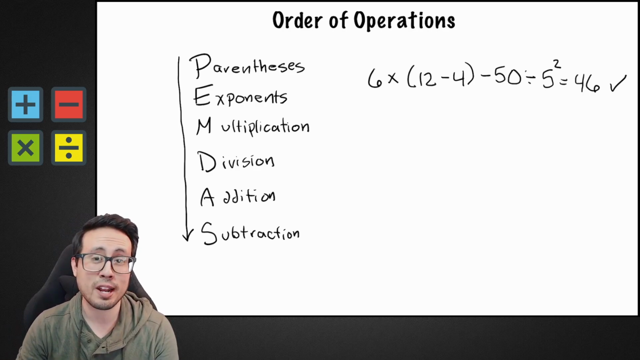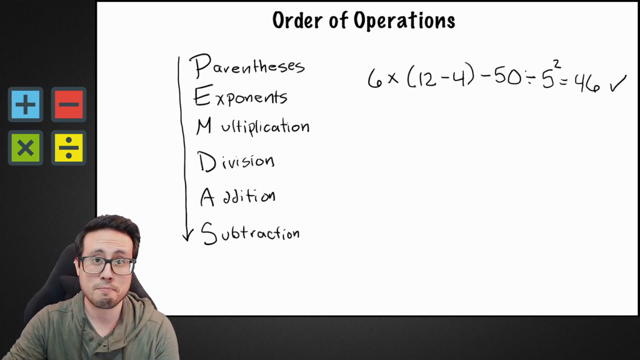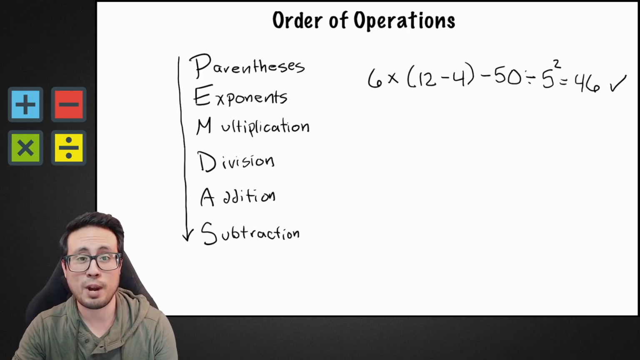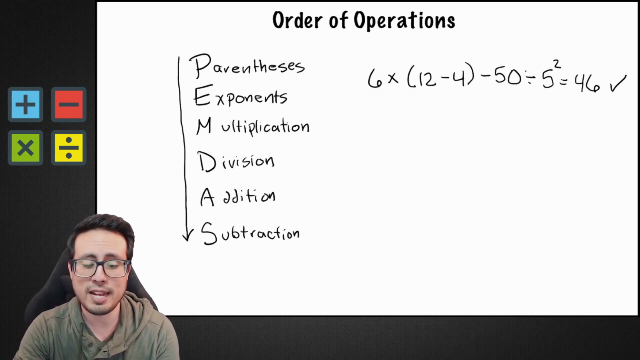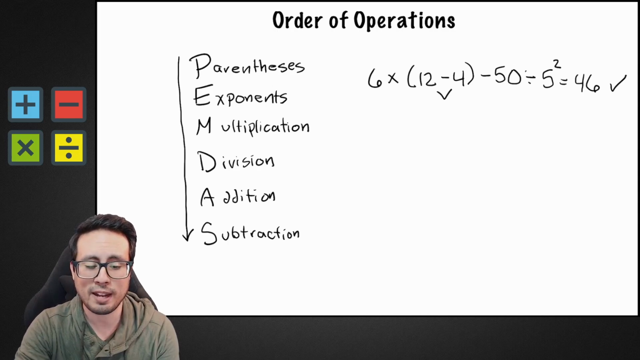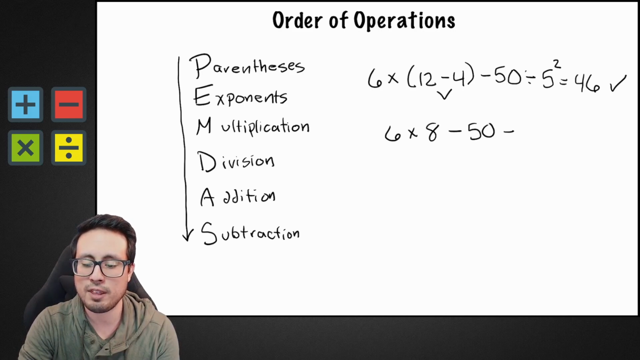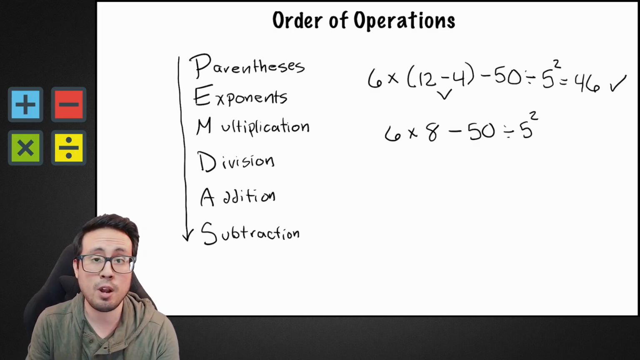I'll show you how we got to 46, and you'll see where your error was and how we can fix that moving forward. So let's go ahead and just do PEMDAS, right? Parentheses. Is there any parentheses? Yeah, there's a 12 minus 4 here, right, in a parenthesis. So I need to simplify that first. So 12 minus 4 is 8. So I'm going to get rid of the parentheses and just simplify it to 8. And then everything else is going to stay the same. Okay, is there any more parentheses?